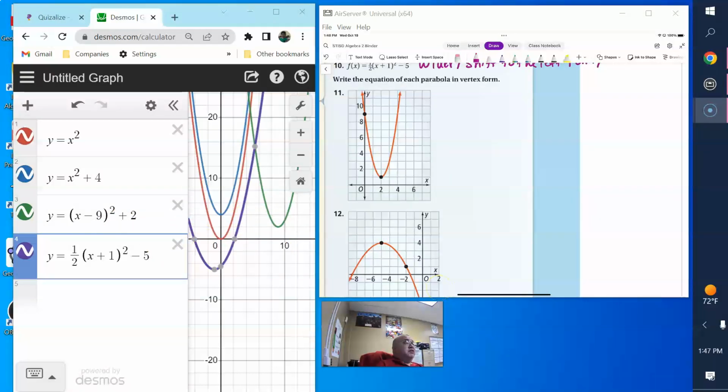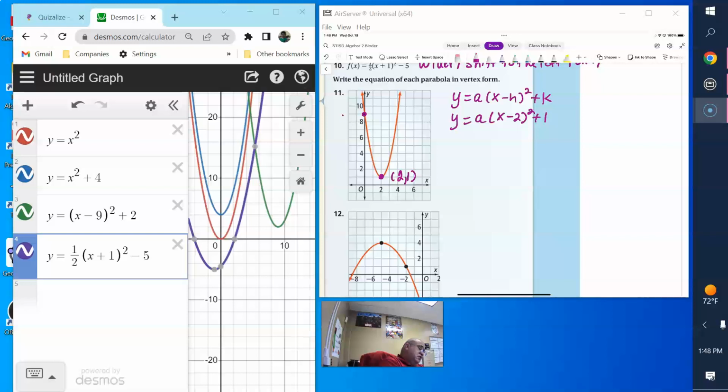Number 11 and 12, I did 12 in the classroom. 11, write the equation of each parabola in vertex form. So I know this point is the vertex, it's also the minimum point. It's going to be (2, 1). So remember that our equation in vertex form looks like this: y equals a(x minus h) squared plus k, where h and k is the vertex. So remember that it's going to shift to the right, so it has to be (x minus 2) squared plus 1. But we don't know the value of a.